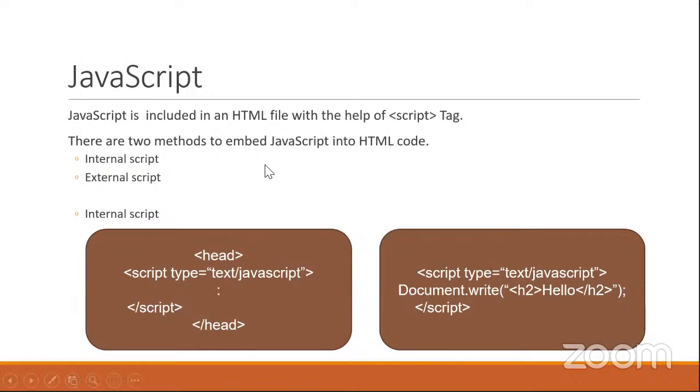JavaScript is always represented with the help of the script tag. So which tag is that? Script tag. This script tag can be used for implementing JavaScript. And compulsorily we have to specify either language or type, depending on which one. So these are the attributes.